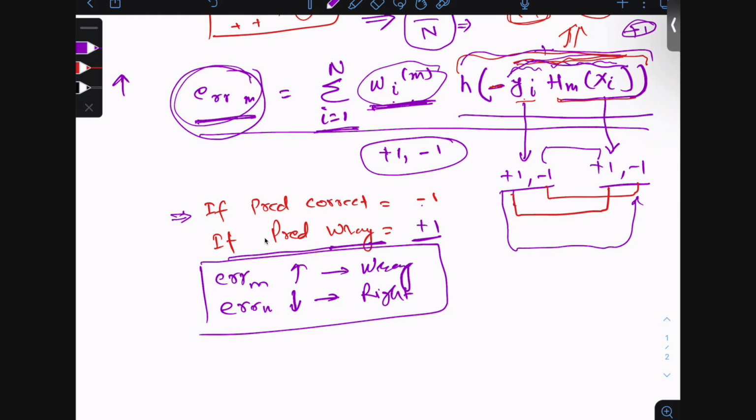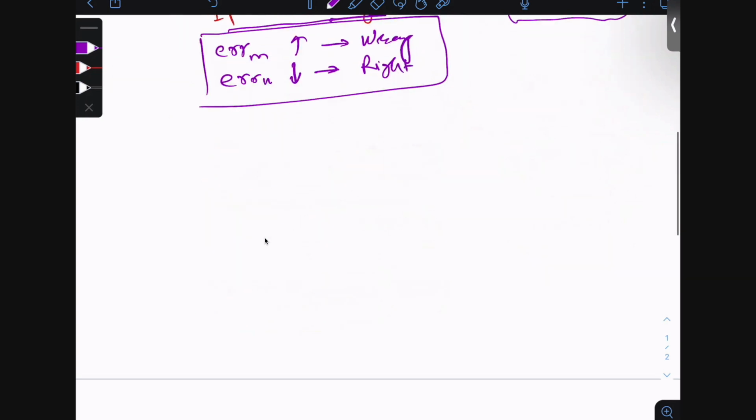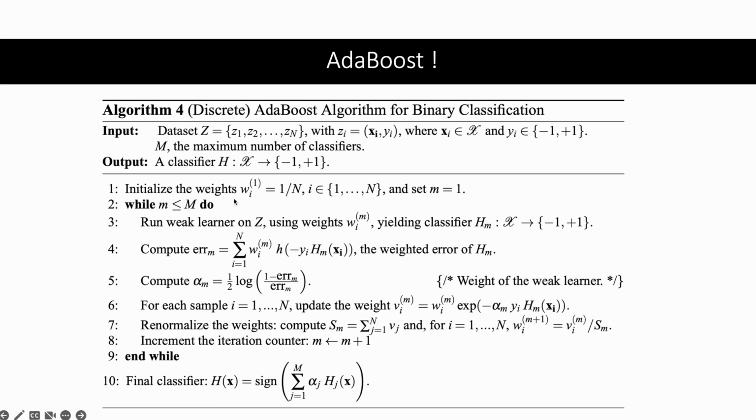If my predictions are more wrong, then I should project a higher error rate, right? This is what it means. Okay, I hope this is understood. So line number 4, if you see this error m, I hope this particular thing is understood. Okay, now let's see line number 5.